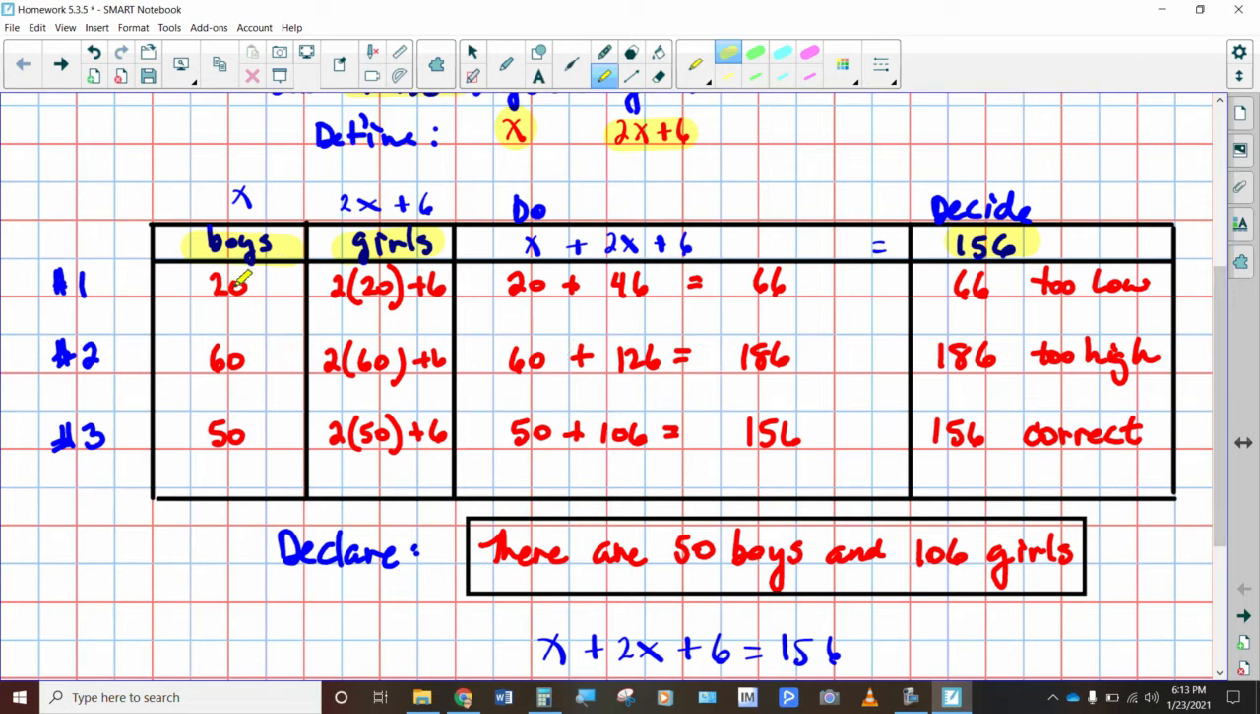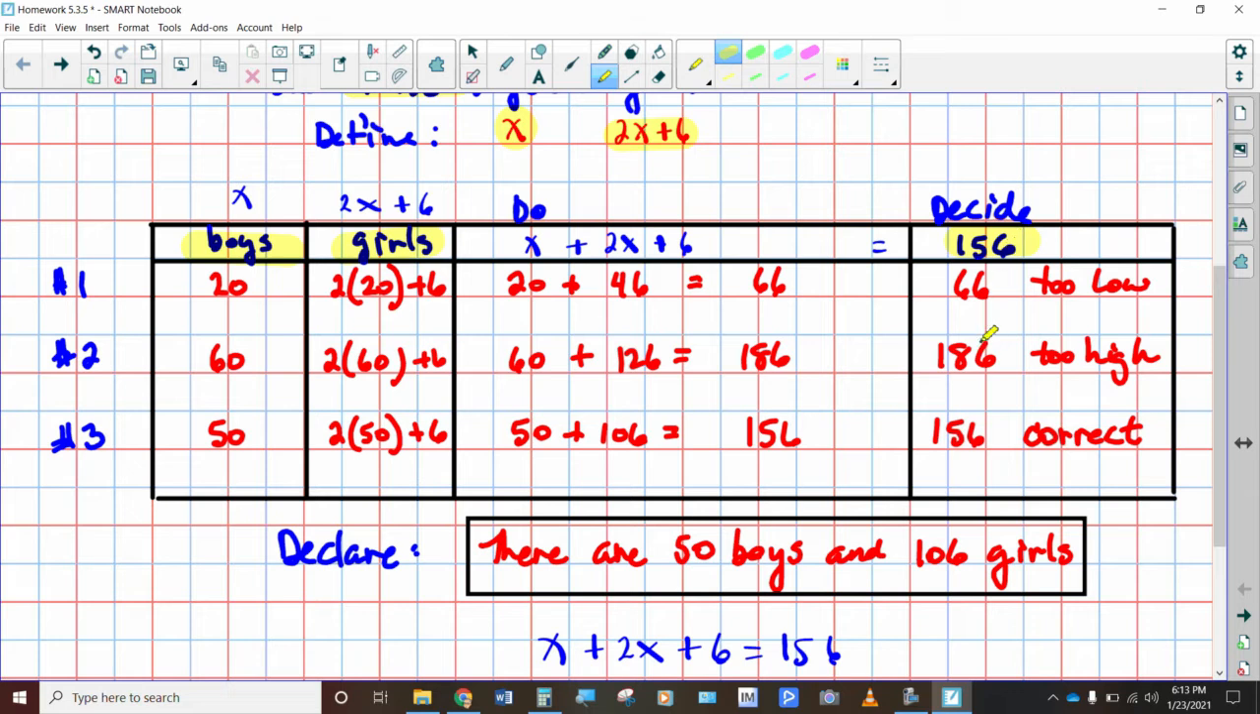If we just guessed that maybe there were 20 boys, then there would have to be 46 girls, because 2 times 20 is 40 plus 6 is 46. But that only adds up to 66. So that's way too low. So I jumped it up to 60. And that would mean the number of girls would be 126, and that equals 186, and that's on the high end.